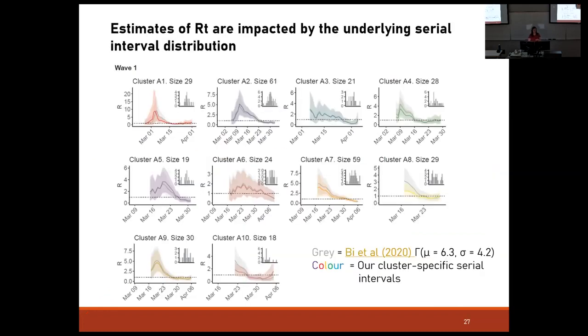And the last thing I'll talk about is that, as I said, estimates of the serial interval are input when we want to estimate the real-time reproduction number, RT. So something we did was do a little comparison of how different RT looks if we use our cluster-specific serial intervals in each of these outbreaks, which are shown in color here, compared to a literature estimate of the serial interval. This was published by B et al. And they used a gamma distribution also with mean 6.3.